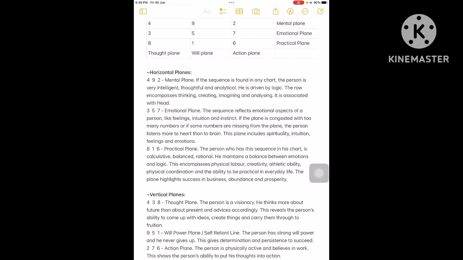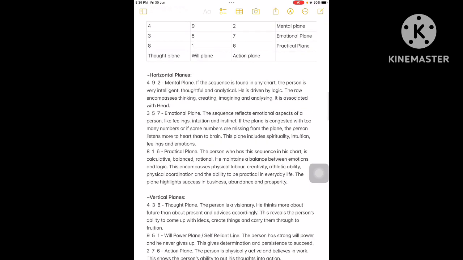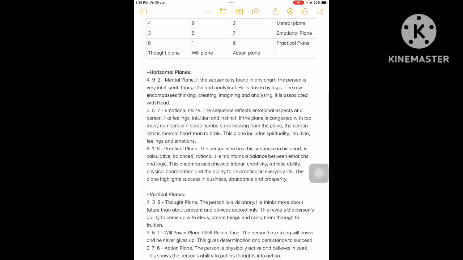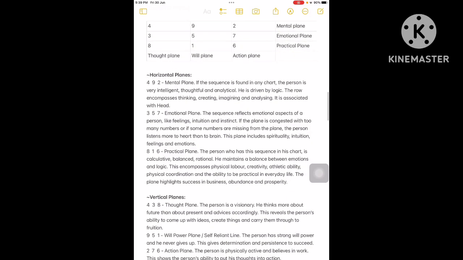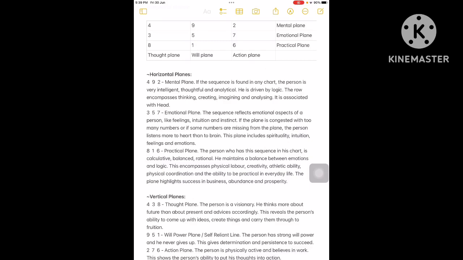He is not bothered about present or near future, he thinks more about the distant future and advises accordingly. That's a good thing. This reveals the person's ability to come up with new ideas, create things and carry them through to fruition. So this is the vision plane. If you find this number, it's a visionary. He plans, he dreams of something big in future.